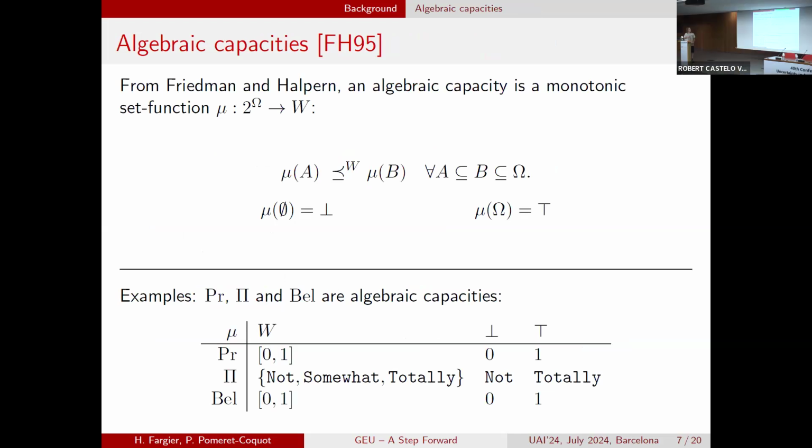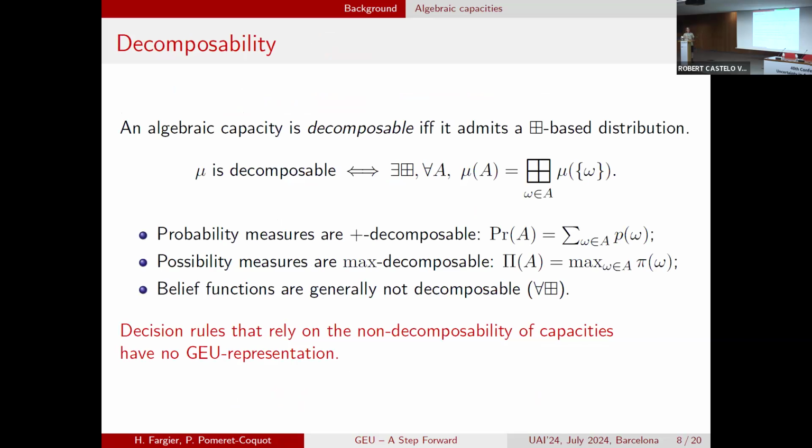In order to do so, as for Dubois and Prade, we rely on algebraic capacities, which are simply monotonic set functions that yield a value on an abstract scale W. So this is the case of all imprecise measures we can consider in decision theory, as for the 3 measures we have considered in the previous examples. One of the properties we can have on an algebraic capacity is called decomposability. We say a capacity is decomposable with regard to an abstract operator box plus if one can recover the belief of any event from the belief on the states only, on singletons.